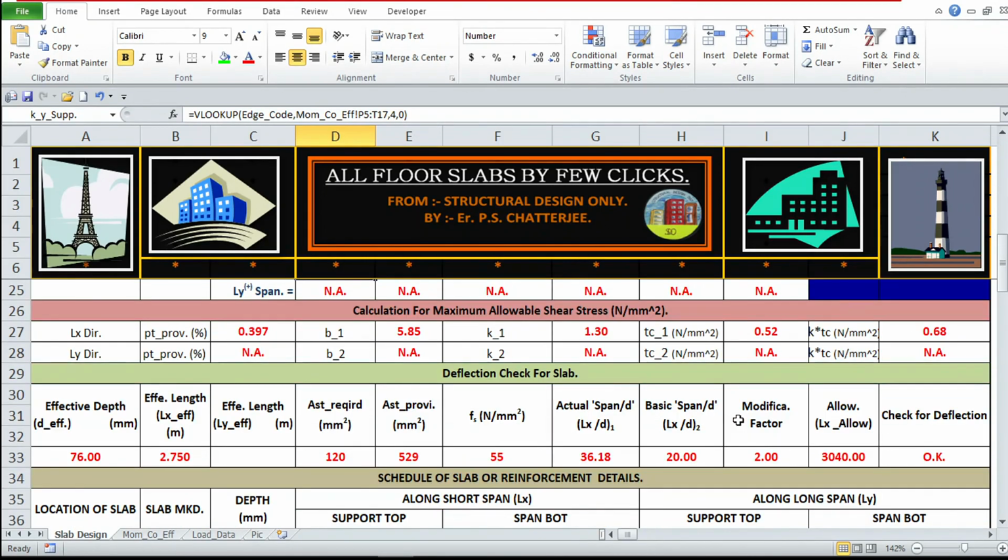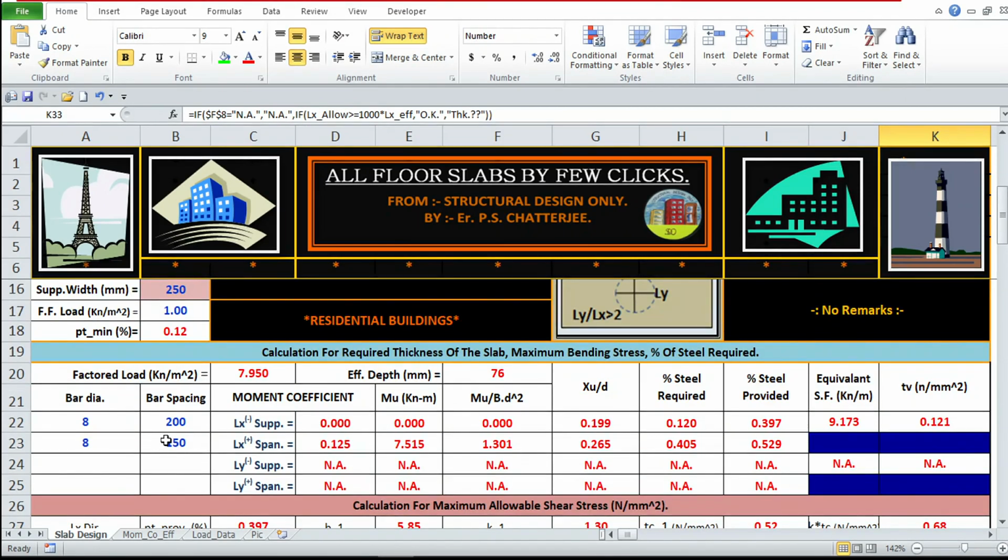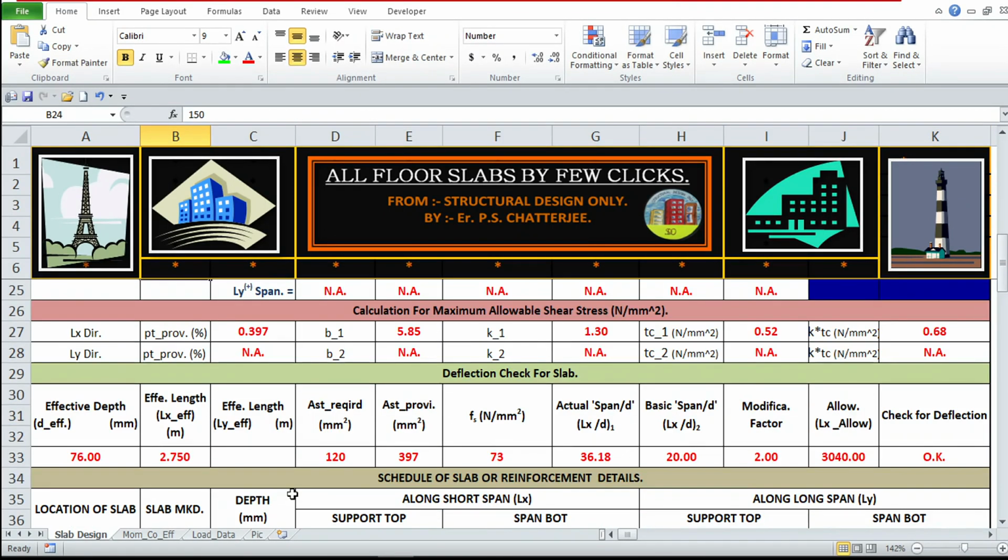Calculation for maximum deflection along short span, that is Lx. Here basic span by d is equal to 20, modification factor 2, allowable Lx is equal to 3.04, which is greater than 3 meters, and so okay. Now one thing, if we increase this spacing, it is also applicable.